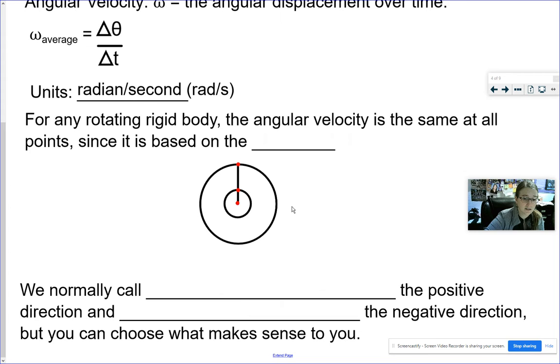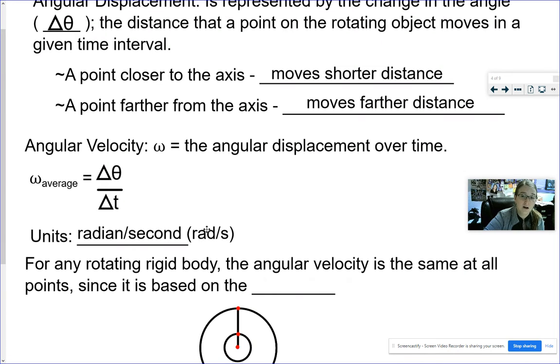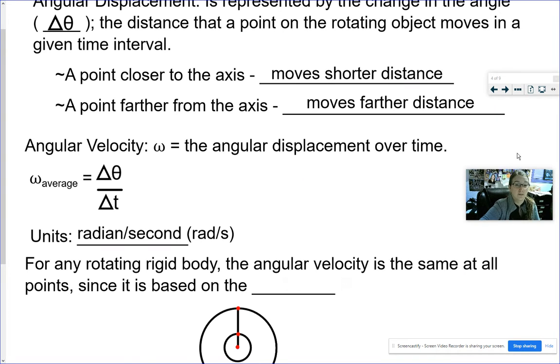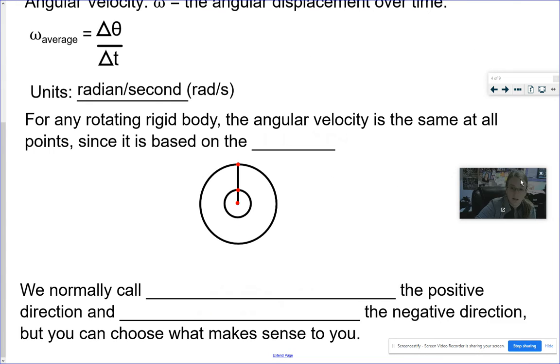So if we do not have our measures in radians, if we don't have our measures in seconds, we need to make those conversions, unless it's a multiple choice question and it's talking about minutes or hours or something like that. So keep an eye out for that. Now, for any rotating rigid body, which is what we're focusing on, the points all have to change together. They can't change independent of each other. The angular velocity is the same at all points since it's based on the angle change.